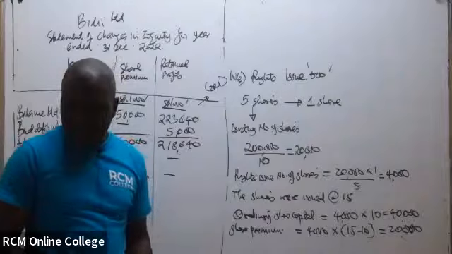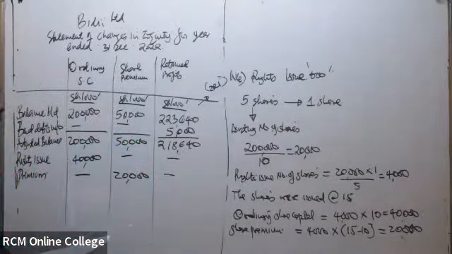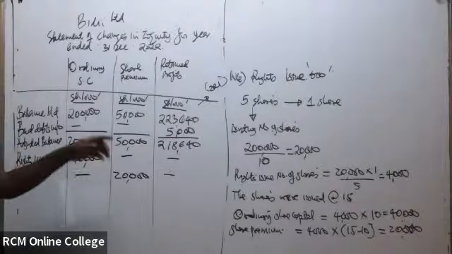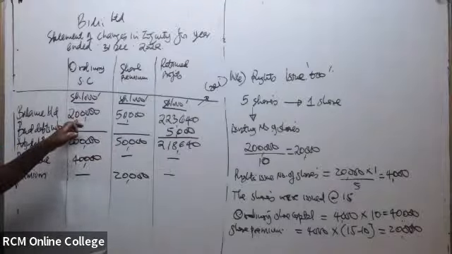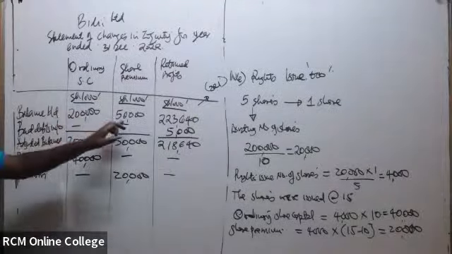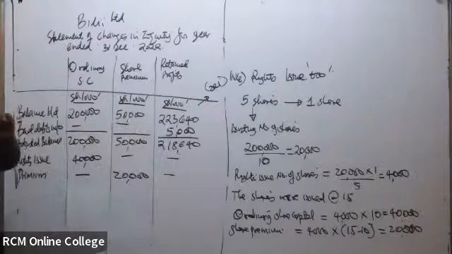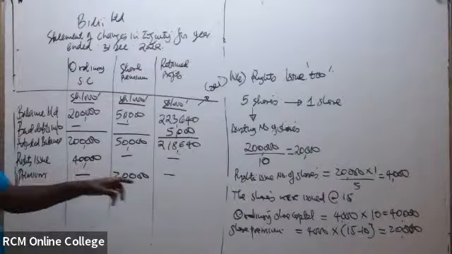On the ordinary share capital, this particular balance here is actually in the trial balance. All these ones are actually in the trial balance. Then this particular rights issue is what we've been able to say it is here.